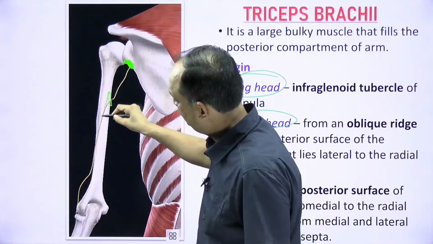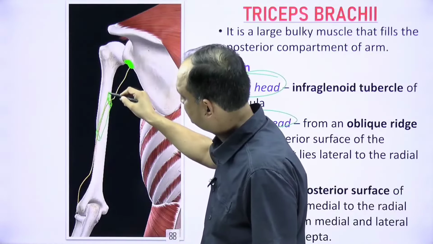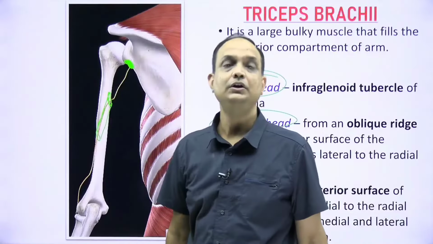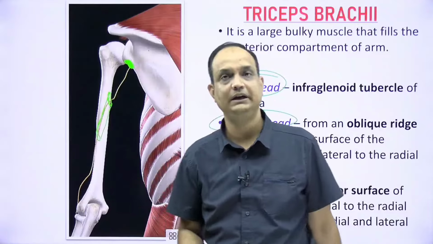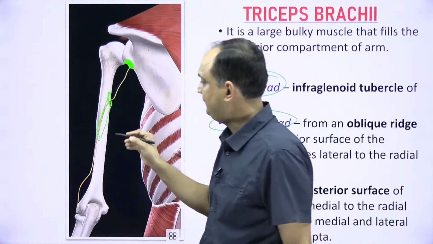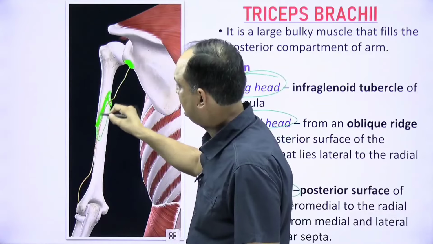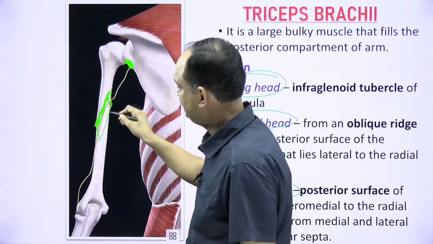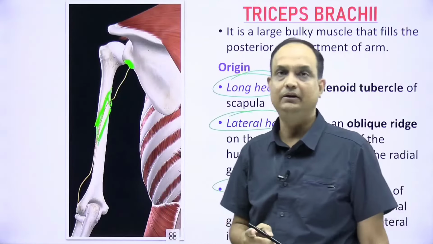So, this is the radial groove, a very important feature on the dorsal or posterior surface of the humerus, which carries the radial nerve along with the profunda brachii artery. Now, this upper border is known as the upper ridge of the radial groove, and this is the lower ridge of the radial groove. Now, there are three heads of triceps.